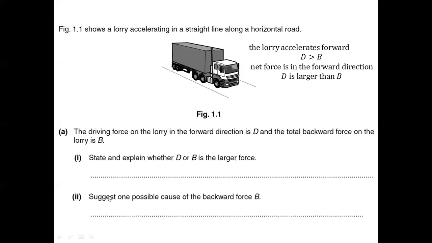Next question: suggest one possible cause of the backward force B. Now, the most obvious answer for this one will be the drag force, or in some cases, you might say the air resistance experienced by the lorry. Although we can also consider some frictional forces that are acting between the lorry and the ground, that can also be considered.